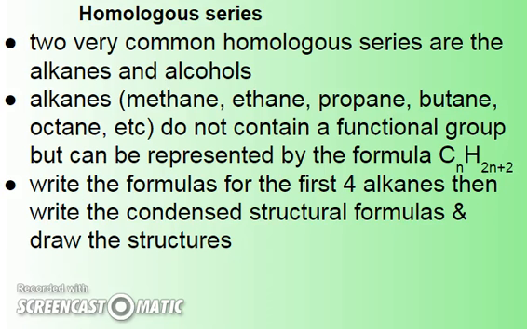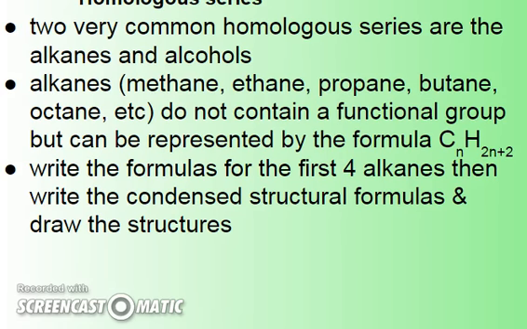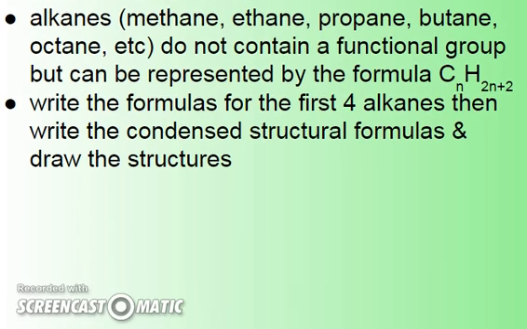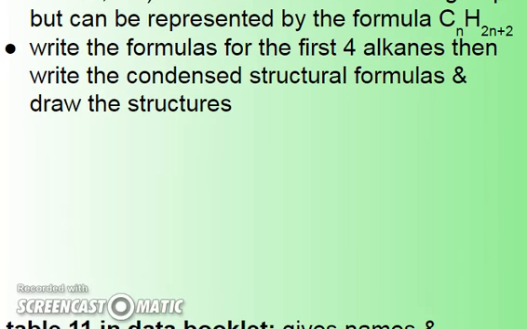Technically, they don't contain a functional group. I think of their functional group as just being another hydrogen, because that's all it is, carbon and hydrogen, all single bonds. So the functional group is, again, just hydrogen or no functional group, and it's represented by the formula CnH2n+2. So if you were asked to write the formula for the first 4 alkanes and write the condensed structural formulas, let me show you what's meant by that.